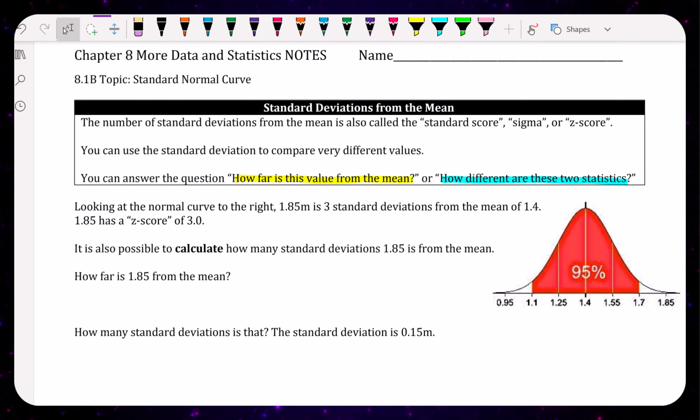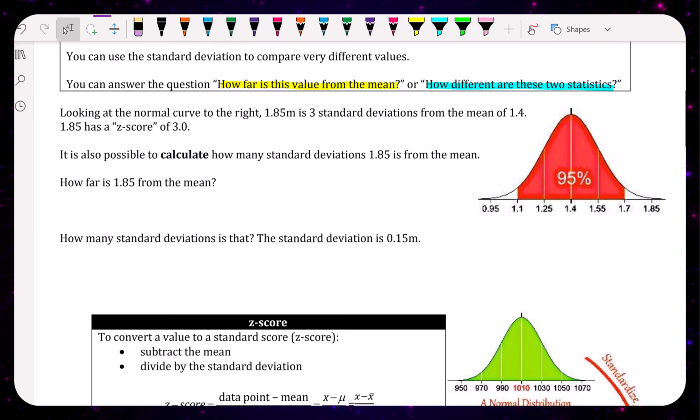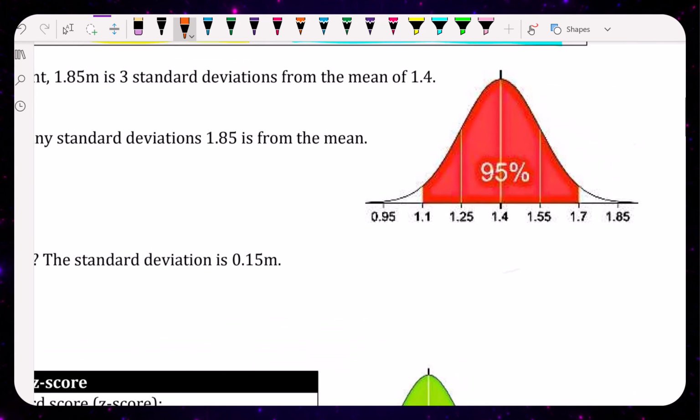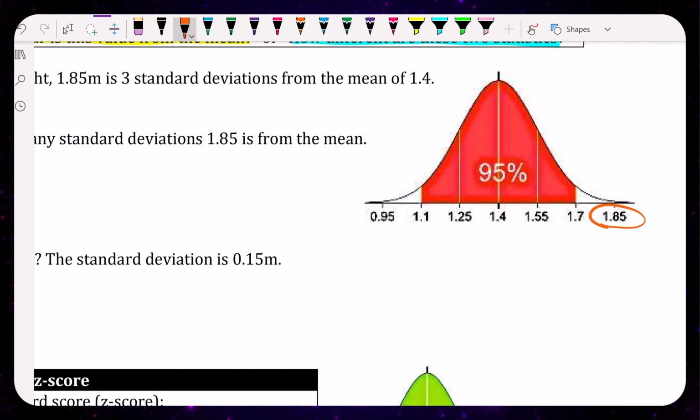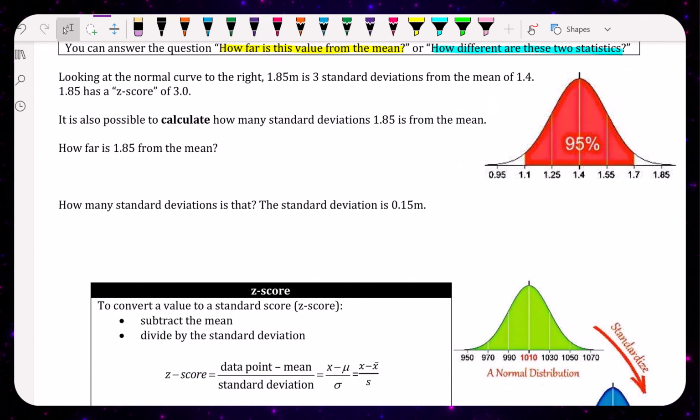So it says, looking at the normal curve to the right, you have 1.85 is 3 standard deviations from the mean of 1.4. So let's see if we can find where 1.85 is. It's right here, and I say that it's 3 standard deviations because this would be +1, +2, and +3. Okay. Now, if it's 3 standard deviations above the mean, it's going to have a z-score of 3.0. Why? So let's calculate it.